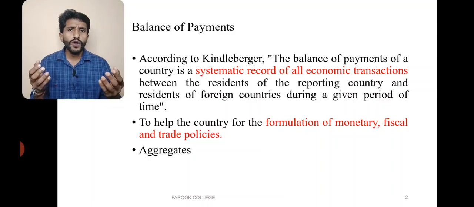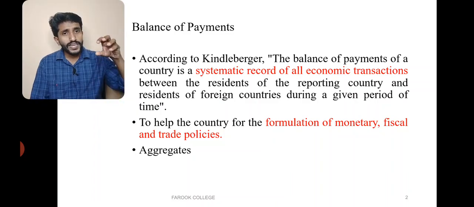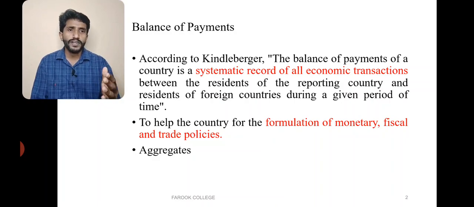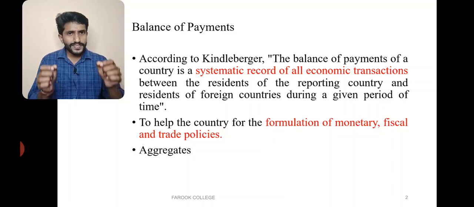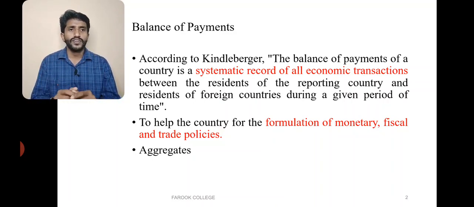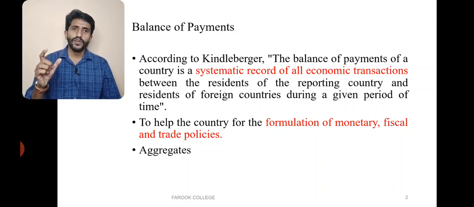If they want to fulfill all these objectives, they need to adopt some kind of monetary, fiscal or other external or trade policies. To adopt these policies, they need a record of all these transactions with other countries. These records will help a country in the formulation of different policies. That's why they keep these records, and according to that they adopt different policies.